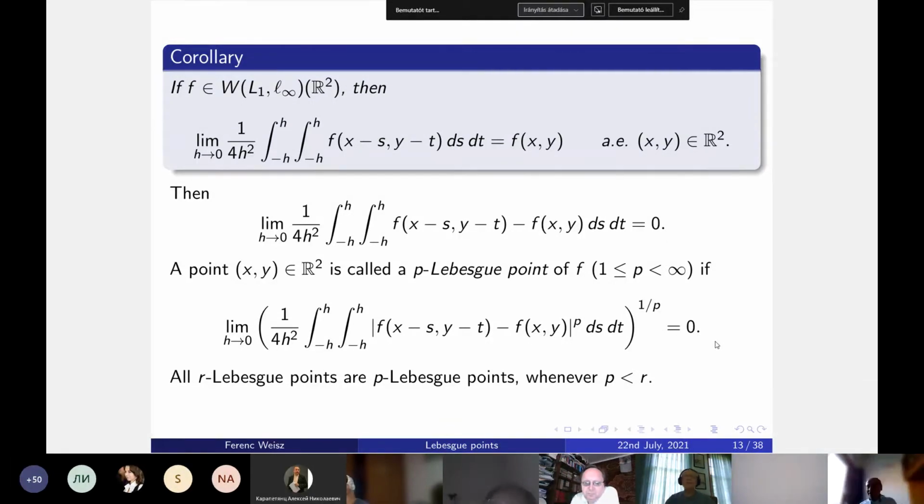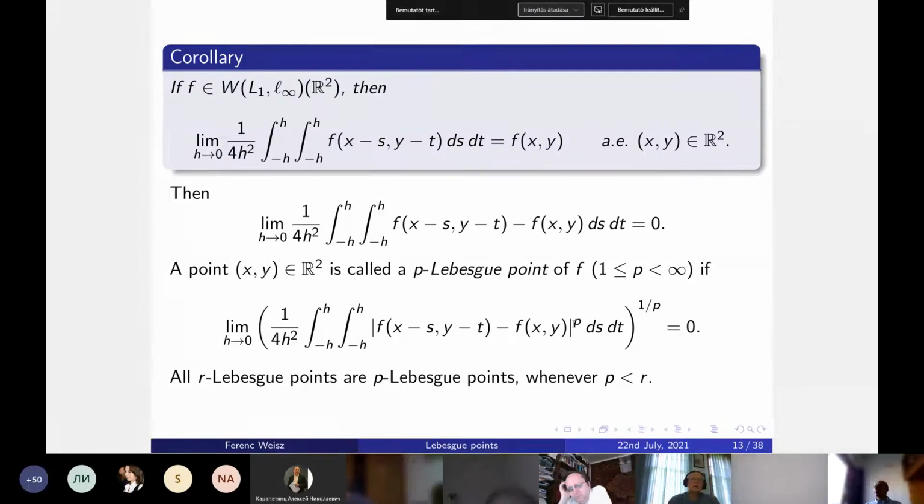It is again very similar to the one-dimensional case, but there we had p equal to 1. Only the 1 Lebesgue points were considered. All r Lebesgue points are also p Lebesgue points if p is smaller than r. So these sets are contained in each other.